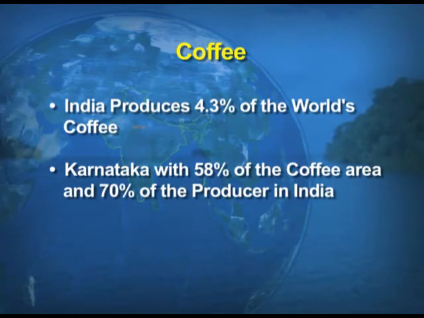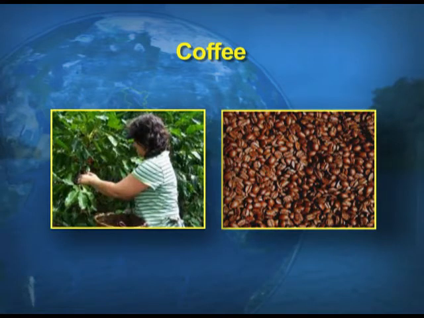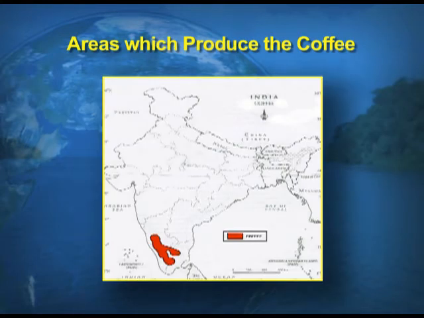India produces 4.3% of the world's coffee, and Karnataka, with 58% of the coffee area and 70% of the production, is the largest producer of the country. On the visuals, you can see the coffee beans and the coffee plants. And this map shows the areas which produce coffee. The largest and main producers are Karnataka and Tamil Nadu, followed by a few of the northeastern states and the eastern coastal states.